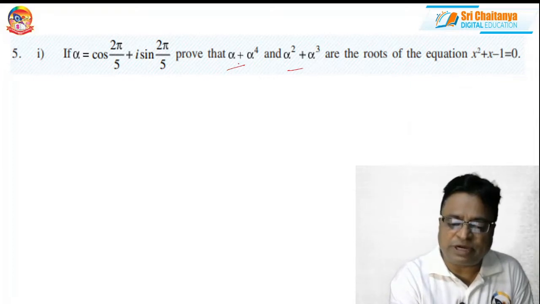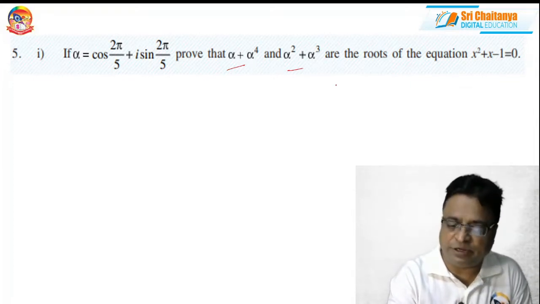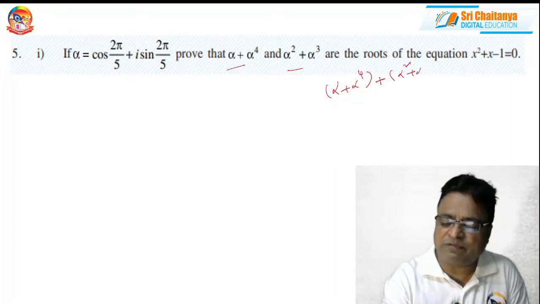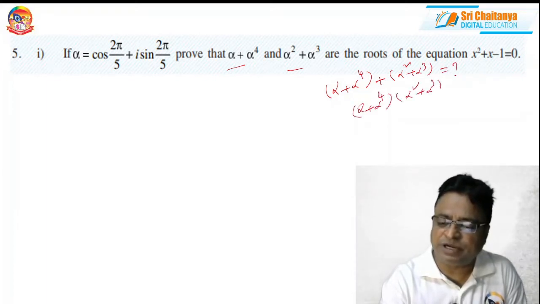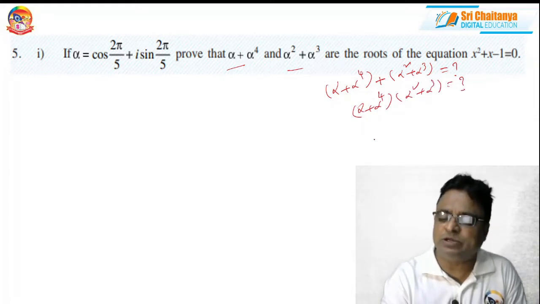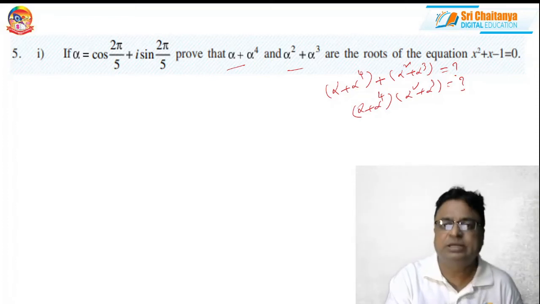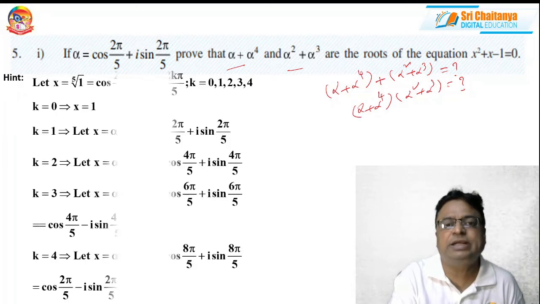So what is the sum of the roots? What is alpha plus alpha power 4 plus alpha square plus alpha cube? I need to find this value. And what is the product? That is alpha plus alpha power 4 into alpha square plus alpha cube. If I know these two values, then I can write the corresponding quadratic equation very easily. For that, I am solving the fifth roots of unity. So, see the hint here.